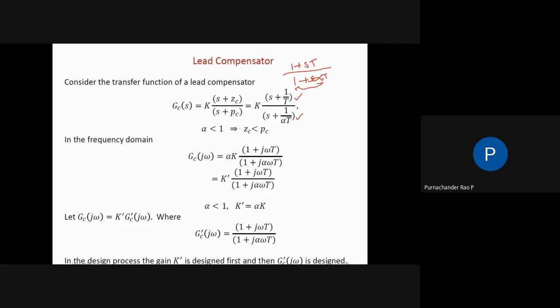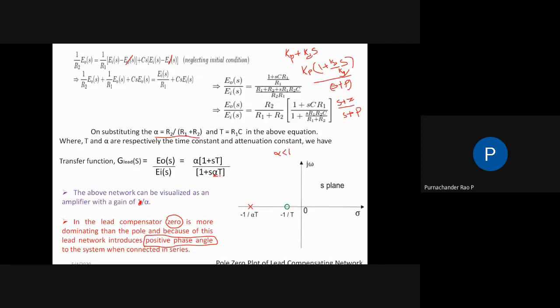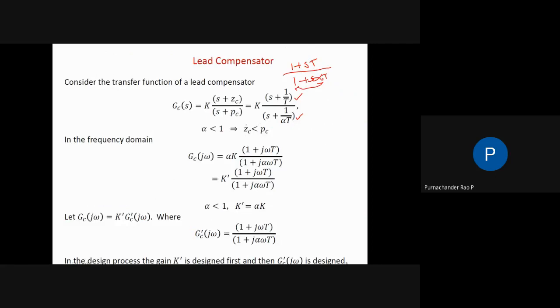So the value of zc is less than pc because alpha is less than 1, since alpha is R2 by R1 plus R2. Therefore the zero, with its negative real magnitude, will be lesser than the pole, located nearer to the origin, and because of this it will provide the positive phase angle.